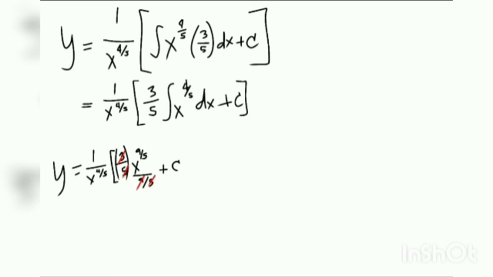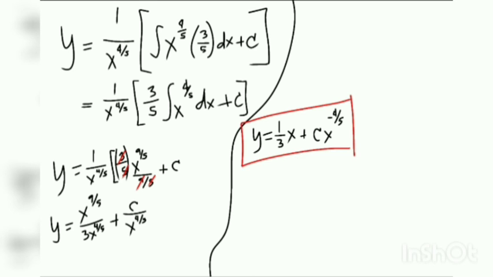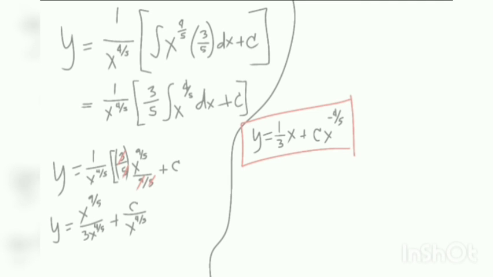So the 3/5 and 9/5 cancel, and simplifying it would give us x raised to 9 over 5 over 3x raised to 4/5 plus c over x raised to 4/5. And for our final simplification, we have y equals 1/3 x plus c x raised to negative 4/5. And that, ladies and gentlemen, is our general solution. And that would be all. Thank you very much.